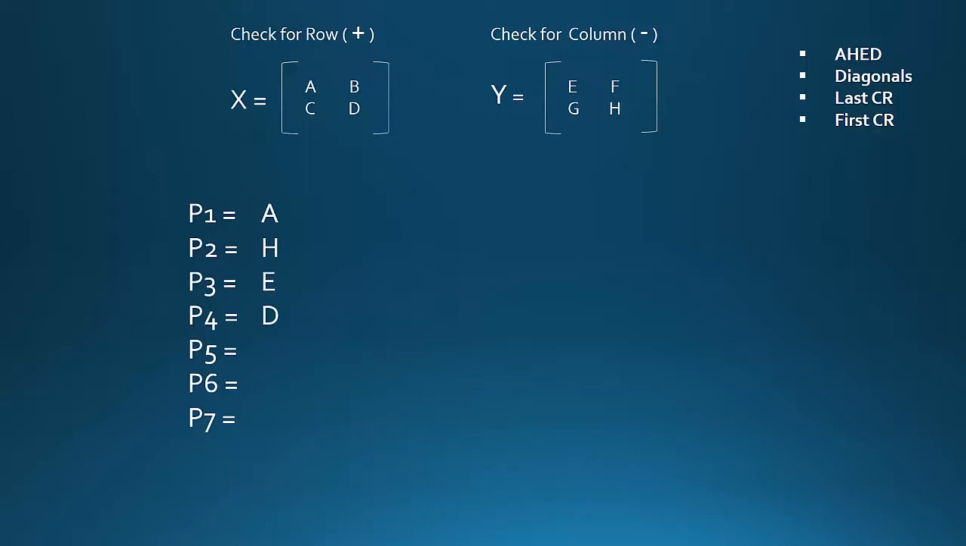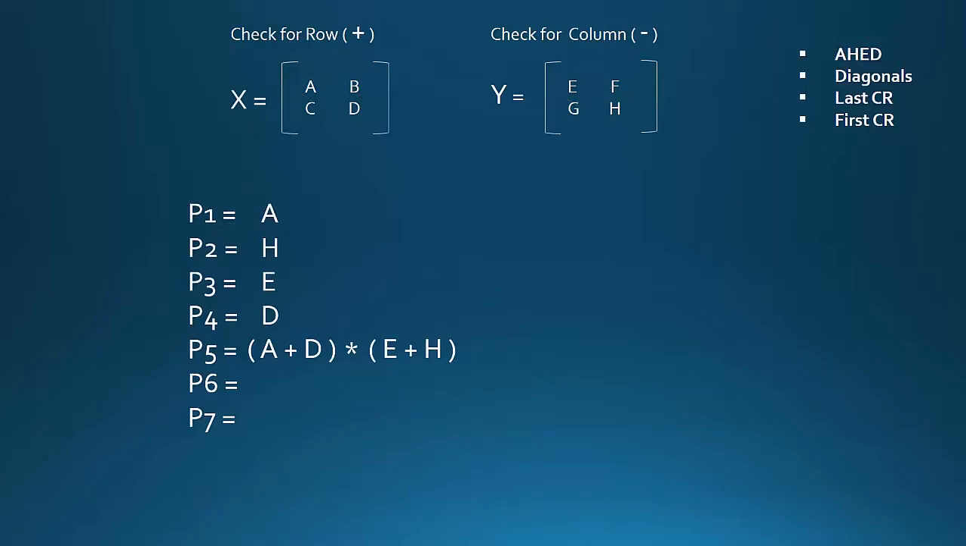Then we have diagonals. Diagonals here represent the diagonals of the matrices X and Y. We have diagonal AD, so we will write A plus D, and then we have diagonal EH, so we will write E plus H. Remember the order matters here, so you have to write A plus D into E plus H in P5. Then we have last CR.